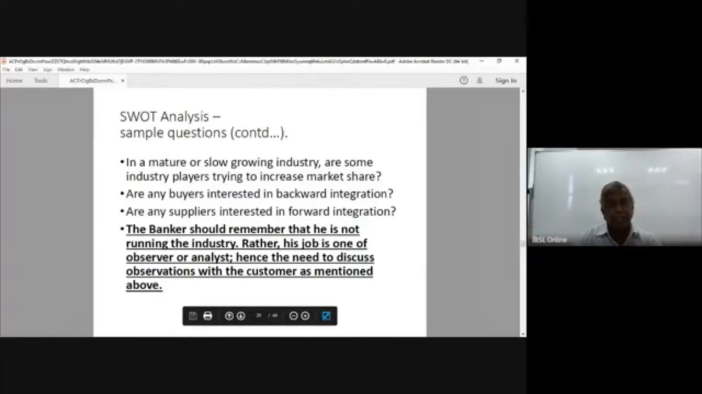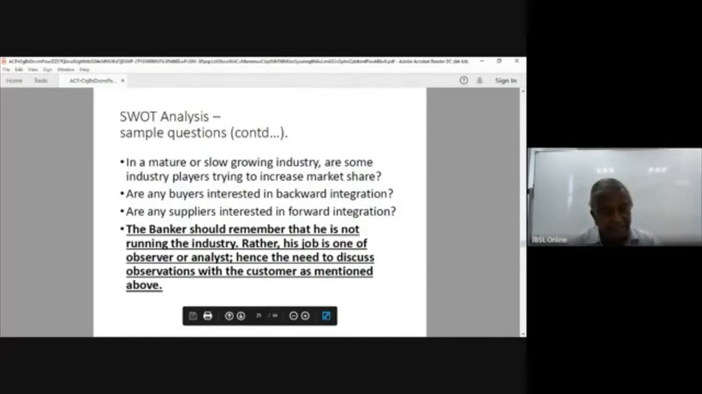So if you identify that there are going to be threats, then how? You also must actively try to expand. You can't stop their activity to increase their market share, but you have to take steps to expand your market and increase your market share.